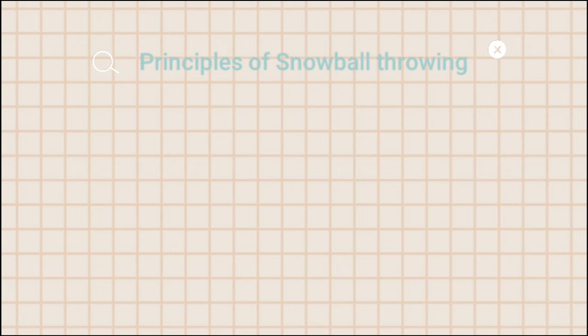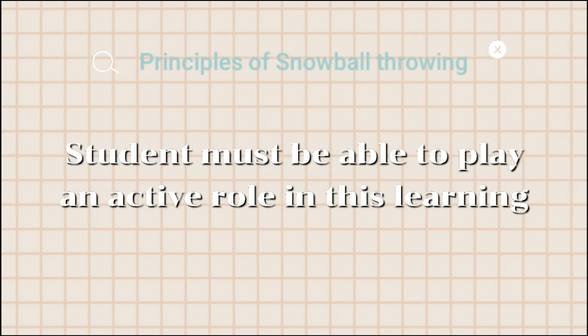Basically, there are principles that need to be understood when doing the learning method with snowball throwing. The following principles are based on Rahman's 2015 statement. Students must be able to play an active role in this learning because this model has the nature of active learning.